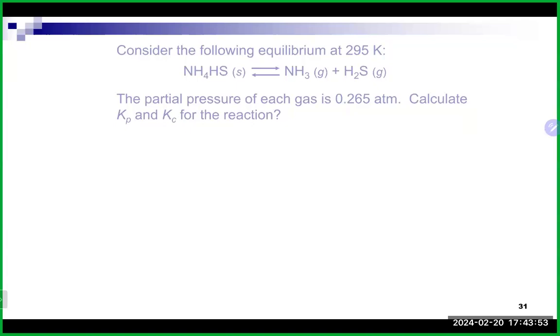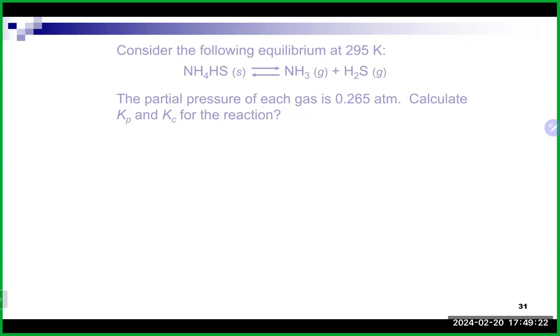All right, so I want to try one more here. Consider the following. The partial pressure of each gas is 0.265. Calculate the Kp and Kc for this reaction at 295. So take a few moments and come up with both the Kc and Kp value here.